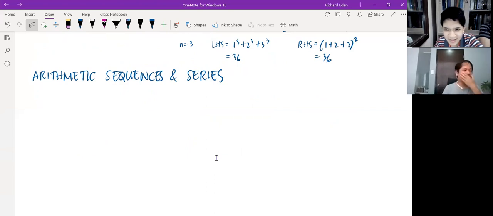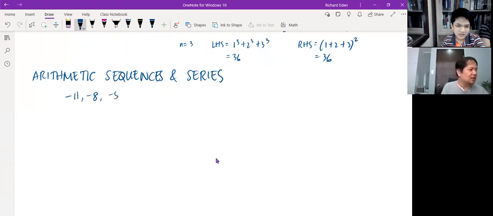All right. Sige. Ako, ginagawa ko, so for example, so may mga easy examples. So, kunwari, -11, -8, -5, -2, 1. Tapos, it's an arithmetic sequence kasi you always have to keep on adding a constant, which we call the common difference. What's the common difference here? 3. The common difference is 3.